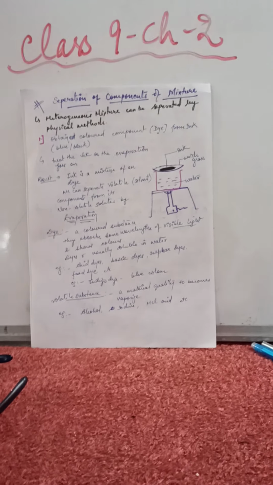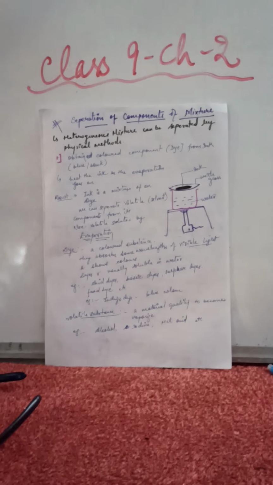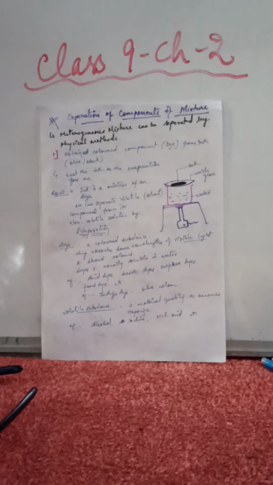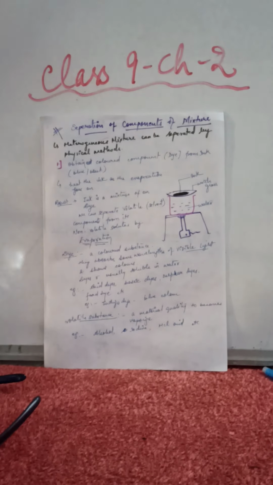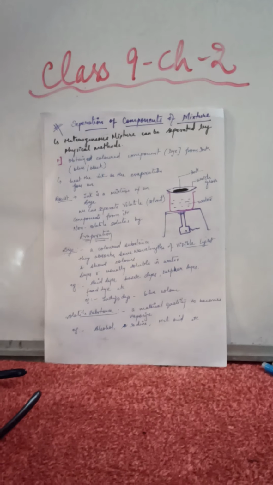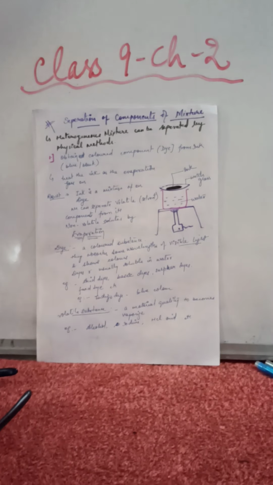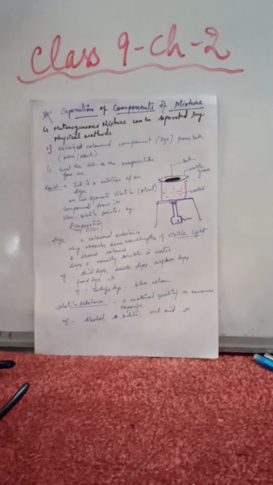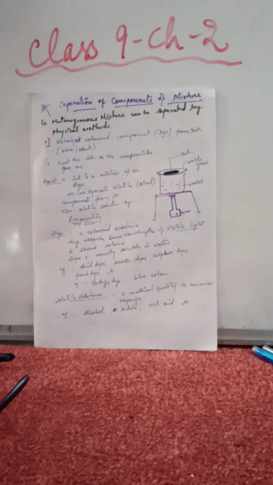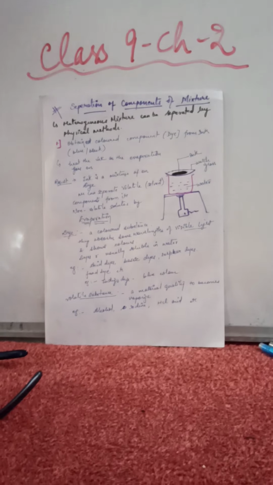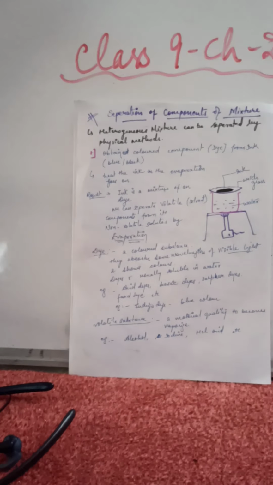Namaskar class 9. Today, in the continuation of chapter number 2, we are going to discuss some separation techniques of mixtures. As we all know, mixtures are made up of two important components: first solute and another one solvent. They both mix and form two different types of solutions, right? First is homogeneous, another one is heterogeneous. So we will have some different types of techniques to separate these components from the mixtures.